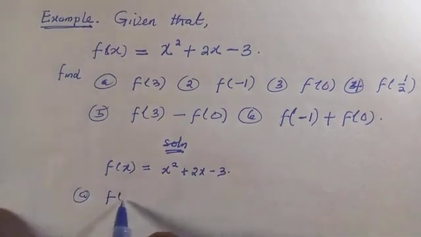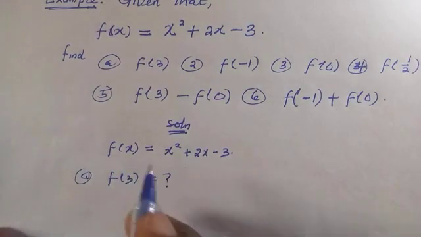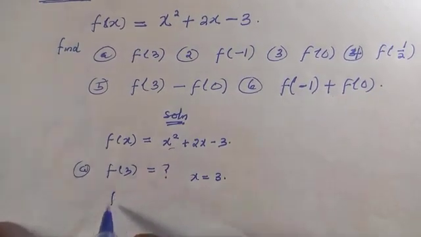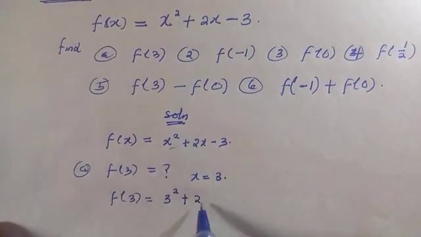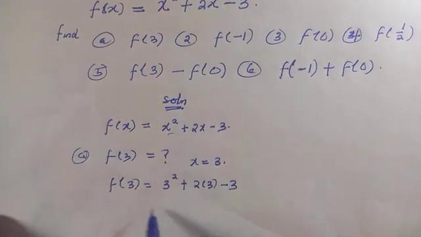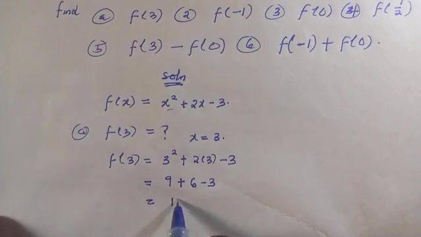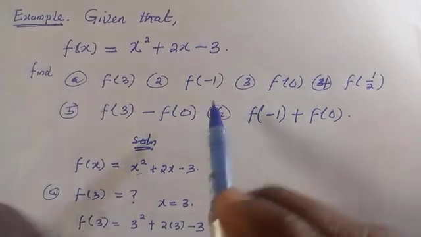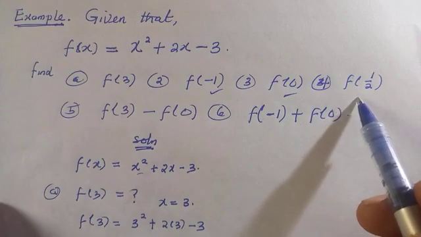So the first one says find f of 3. That is, if x equals 3, we are going to replace everywhere we have x by 3 in the formula. So we have f of 3 equals 3 squared plus 2 bracket 3 minus 3. And 3 squared is 3 times 3, that is 9, plus 2 times 3 is 6, minus 3. And everything here becomes 12. That is, f of 3 in that function is 12. So 3 is the domain, while 12 is the codomain, which is the range or the image.